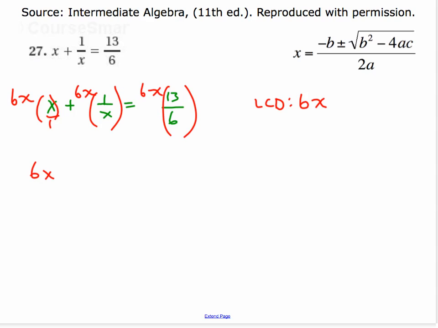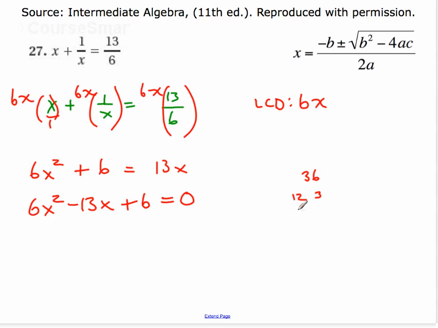First one will come out to 6x squared. The next one, the x's are a factor of 1, so they are eliminated. So it'll be plus 6 equals, the next one, the 6's cancel, and so I'll be left with 13x. Again, it's in a quadratic format, and so I'm going to bring everything over to the left side, put them in the proper order, and then see if I can factor it. 6 times 6 is 36, so things that multiply to 36 and add to 13. 12 and 3, no. 18 and 2, no. 6 and 6, no. There aren't any.